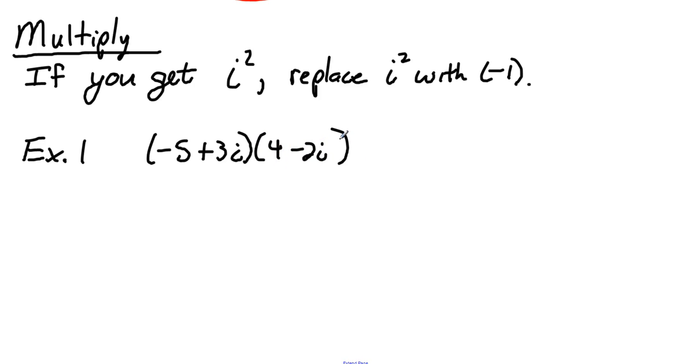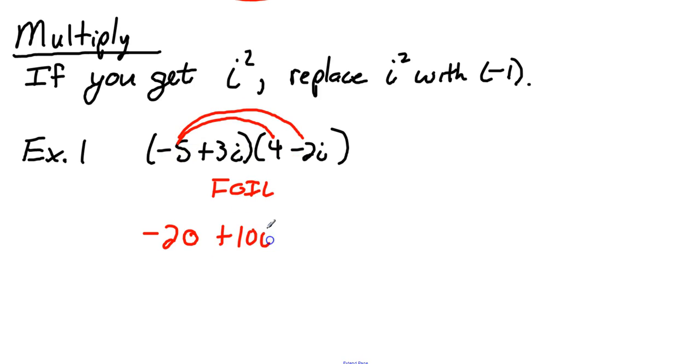So let's say we've got negative 5 plus 3i, and then 4 minus 2i. So for that one, going full method. Okay, so negative 5 times 4 is negative 20. Negative 5 times negative 2 is a positive 10i. 3 times 4 is 12i. 3 times negative 2 is a negative 6. When you do i times i, that is i squared.